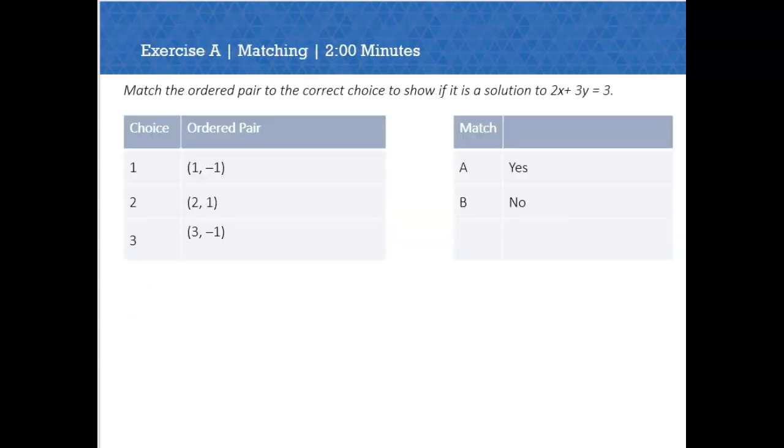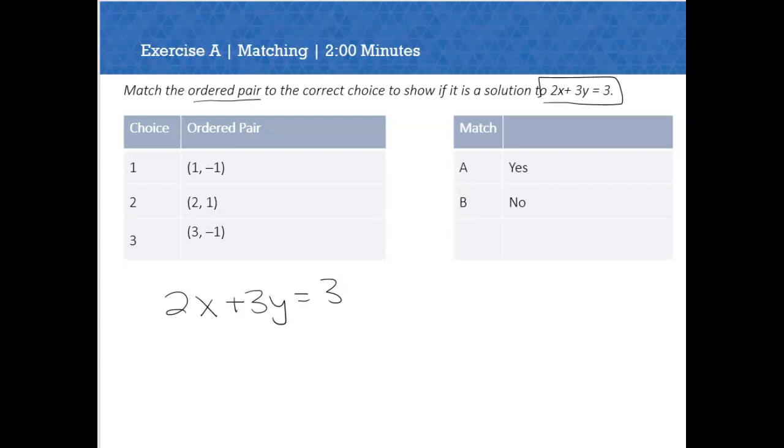So this asks us to match the ordered pair to the correct choice, so yes or no, to see if it's a solution to 2x plus 3y equals 3. So we just look at this equation. We can't just solve it to get x equals a number because we have an x and a y, and these are not alike, so we can't combine them. So this is starting to show us that math has a lot of different kinds of solutions, not just x equals a number. In this case, we're going to see if an ordered pair works. And like I showed you on the previous slide, there are infinite ordered pairs that work when we have x and y. We just need to find some of them.